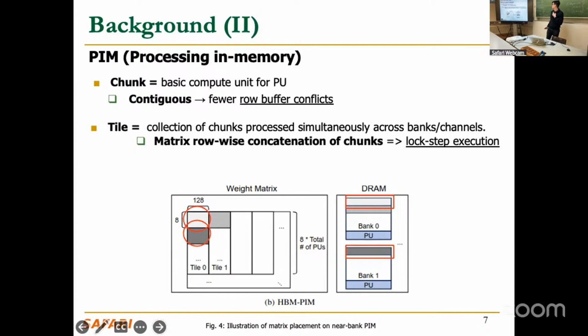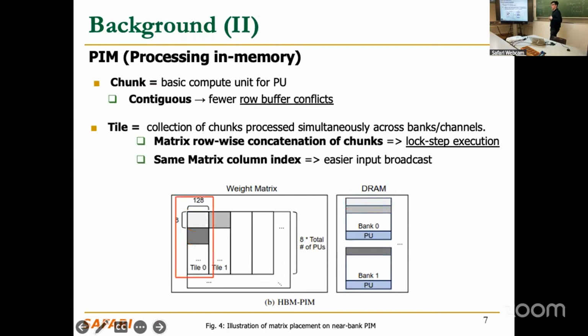Okay. So we are talking about this matrix row-wise concatenation that allows us to operate on multiple banks at the same time. In the figure, we see these 2 chunks, the white and black one. They are distributed on 2 different banks, which allows us, due to the DRAM bank-level parallelism, to operate on both of them at the same time. Also, the processing units access the same matrix column indexes, which makes it easier to broadcast the input vector.